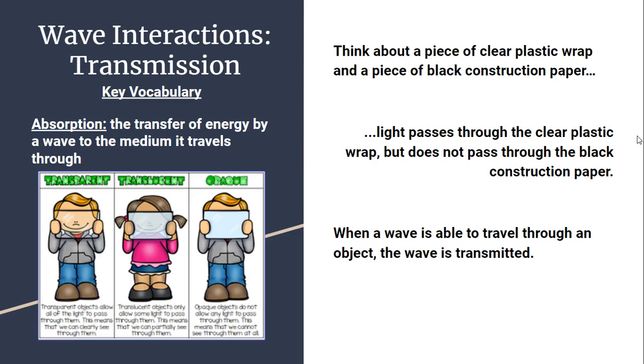Here you can see 3 different pieces of plastic. One's transparent and you can see straight through. It allows all of that light to pass through. We have that middle one that's translucent and only some of that light passes through. And then you have opaque, where none of that light passes through. It does not allow the energy of the wave to transmit through the medium.